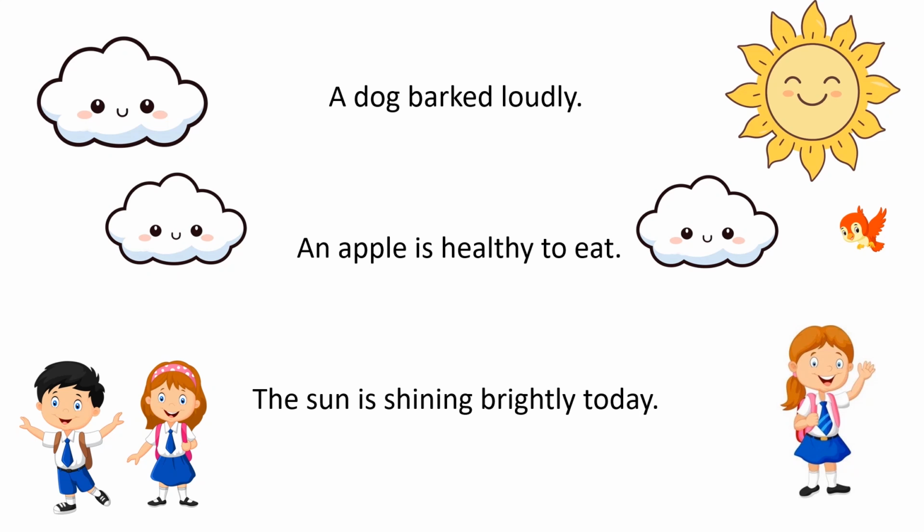On the first sentence, a dog barked loudly. Which one is the article? It's a. Next, an apple is healthy to eat. Which one is the article? It's an. The sun is shining brightly today. Which one is the article? It's the.